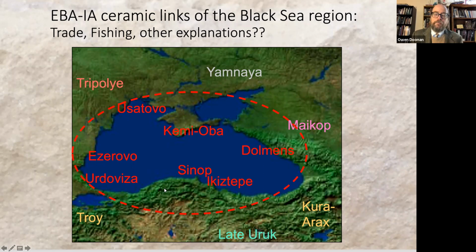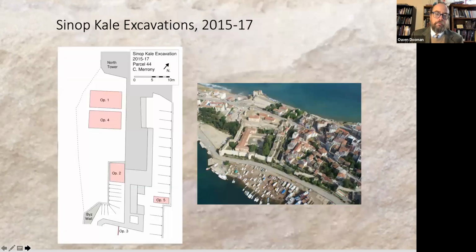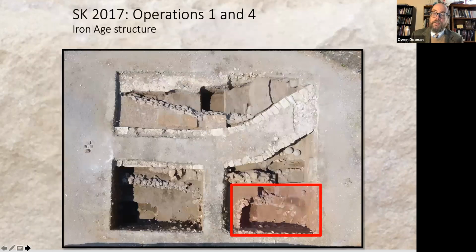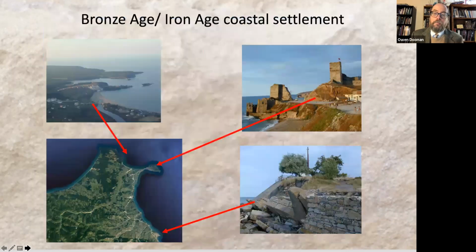And so this is the sort of working hypothesis for our model for how Black Sea trade and interaction was born, perhaps as early as 2300 BC.